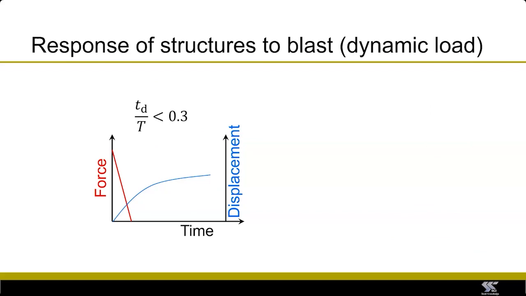When the ratio is small, and therefore the pulse duration is small compared to the natural period, the response of the structure can be classified as impulsive. The blast wave has completely decayed before the structure has had time to respond significantly. Due to inertial resistance of the structure, most of the deformation occurs after the blast load has passed. The response of the structure in this case is a function of the impulse.